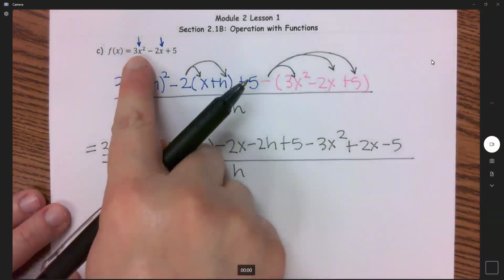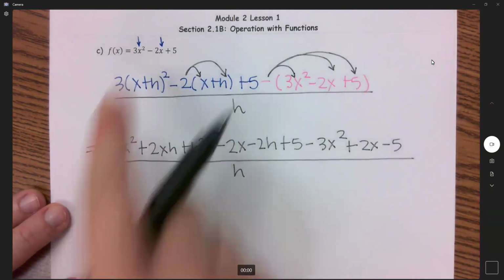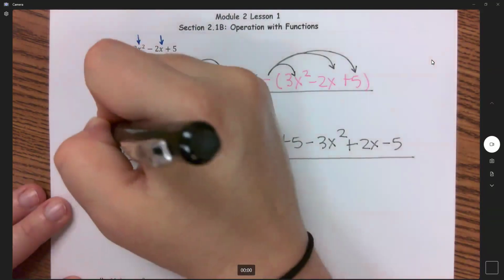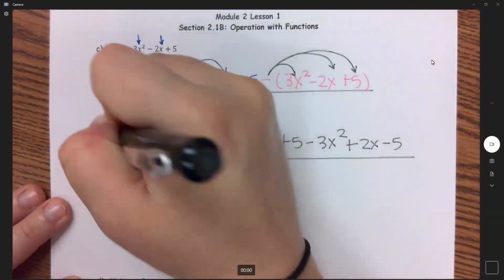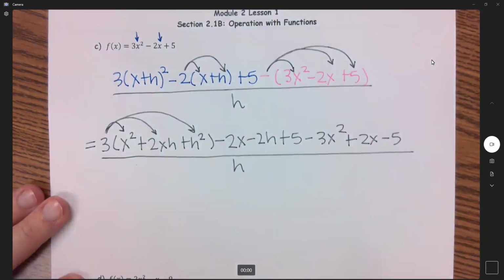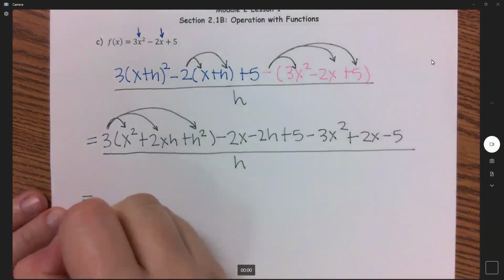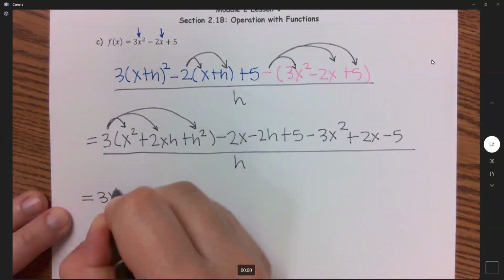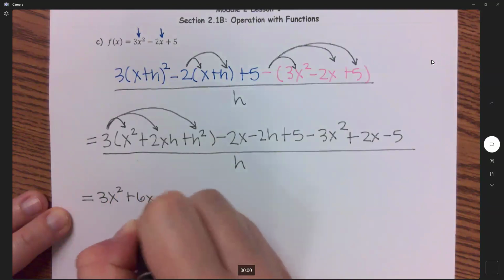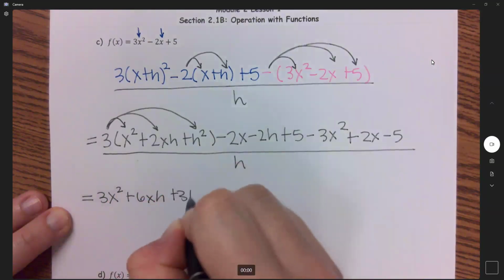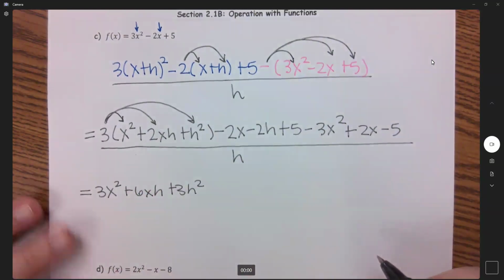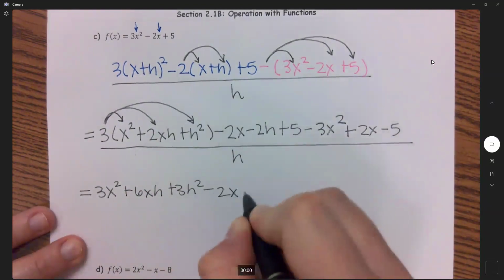Because this one has the coefficient in front of that x squared, we do have another step right here where I have to distribute in this 3 to everything. So we have 3x squared plus 6xh plus 3h squared. And now I'll copy down everything else.